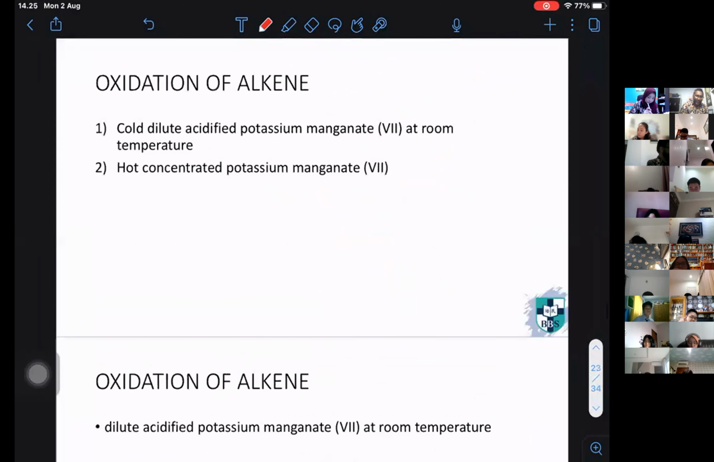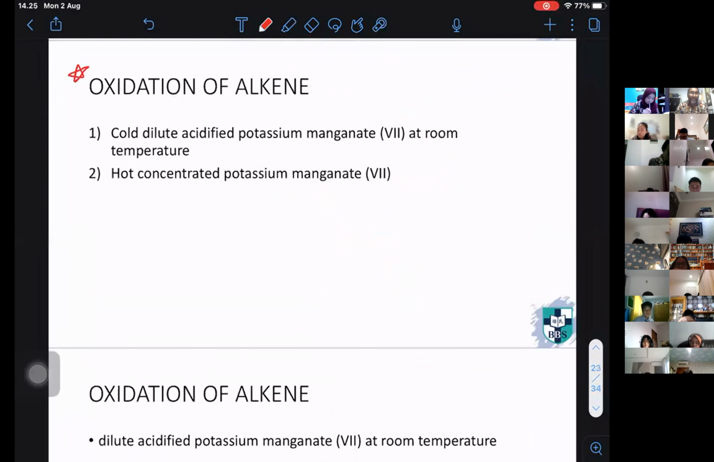Now, I don't think we will have enough time to cover oxidation. We will go through that next lecture. So we leave oxidation now.